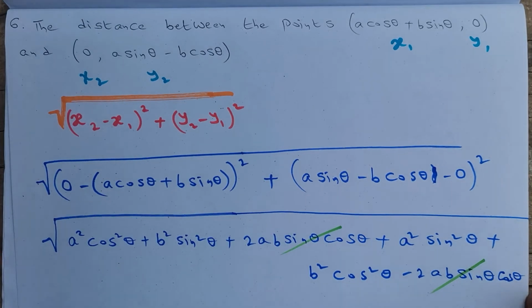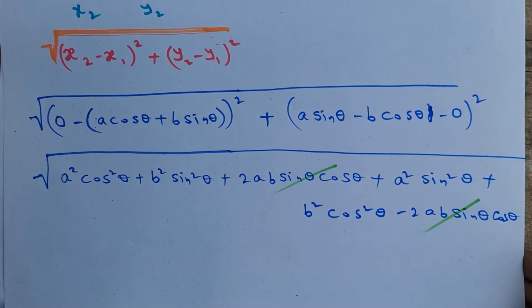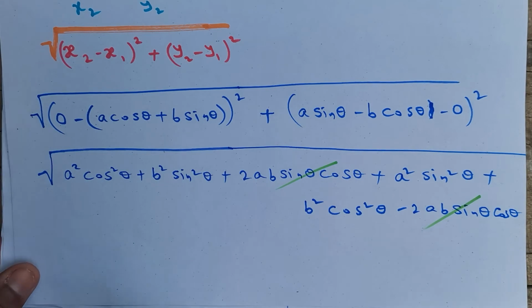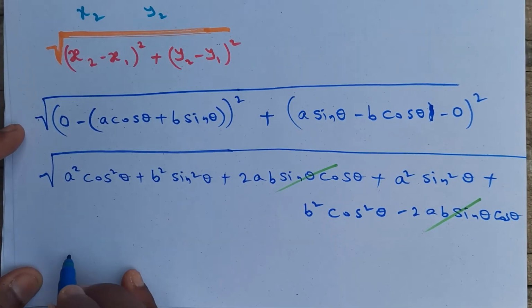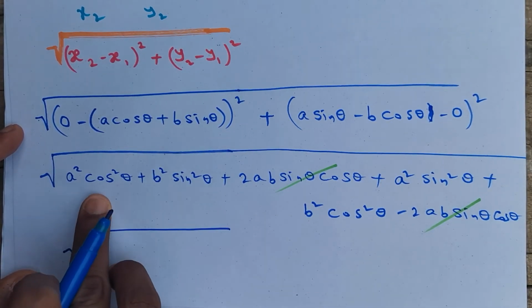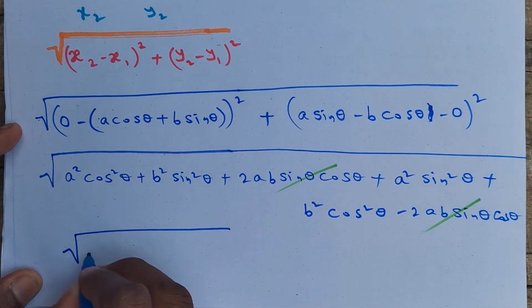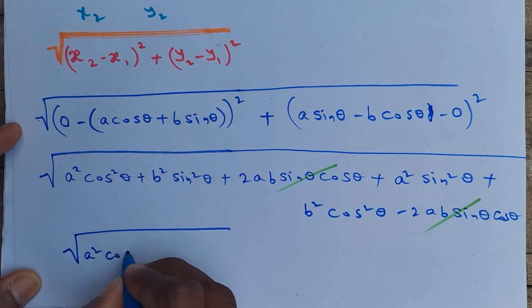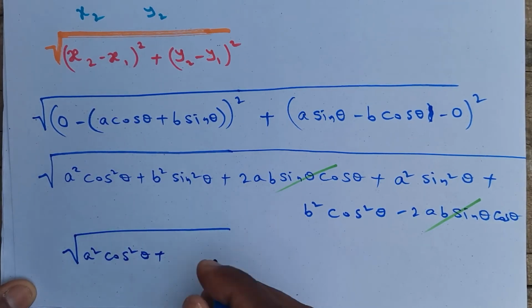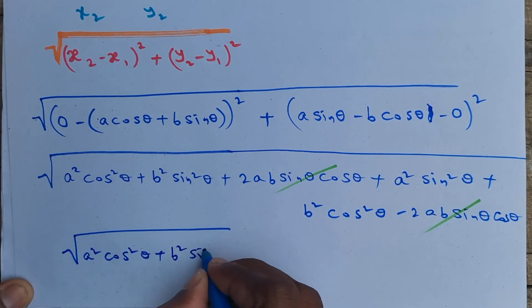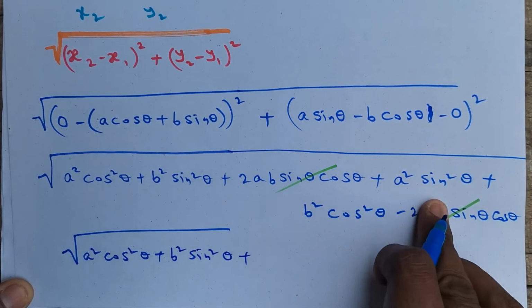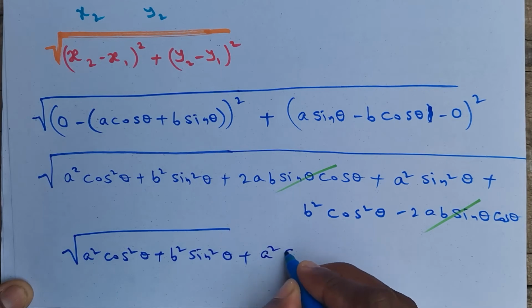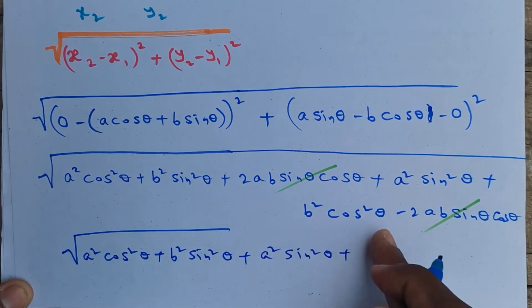Next, what remains then? Under root, a square cos square theta plus b square sin square theta plus a square sin square theta plus b square cos square theta.